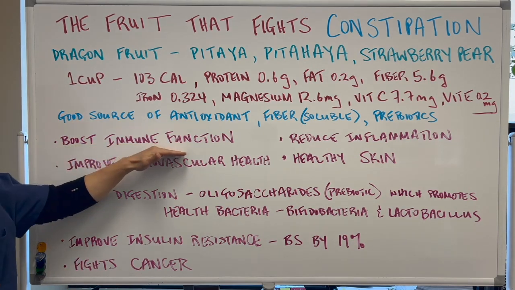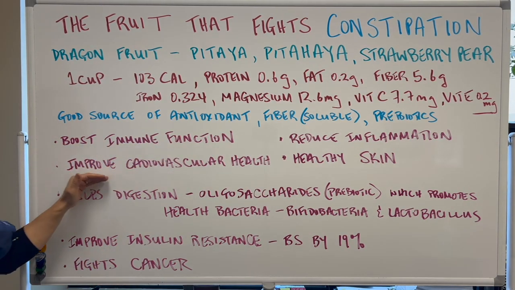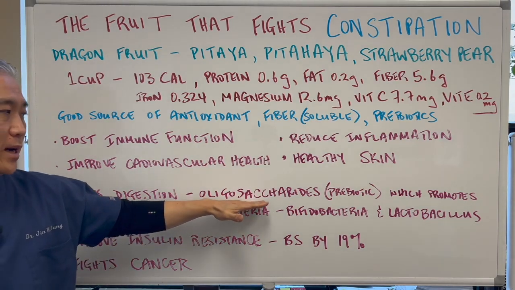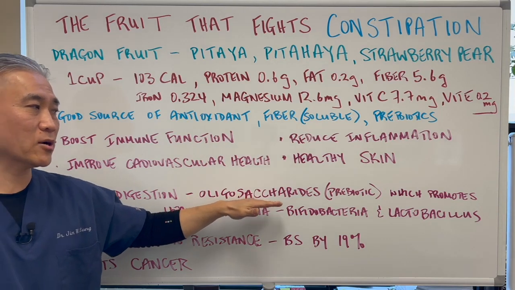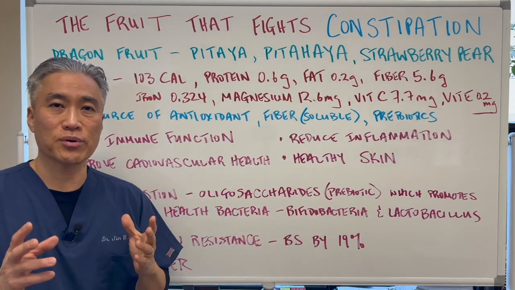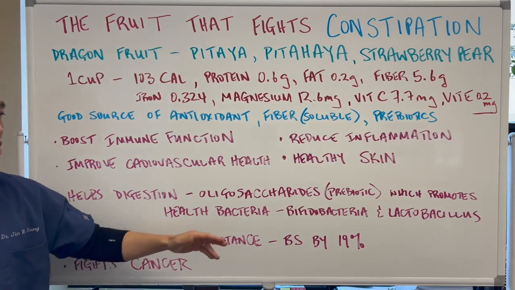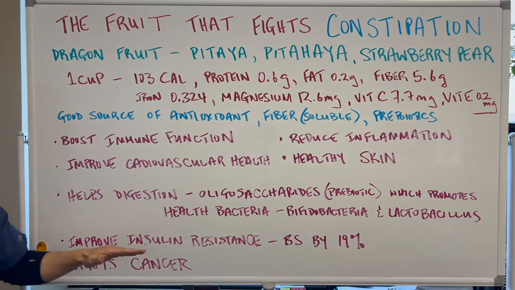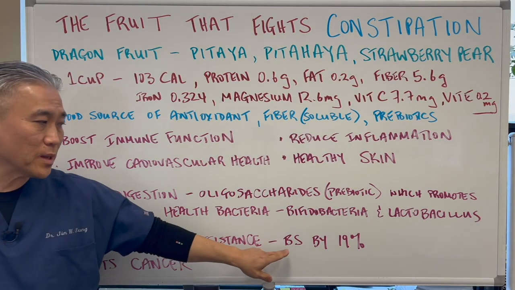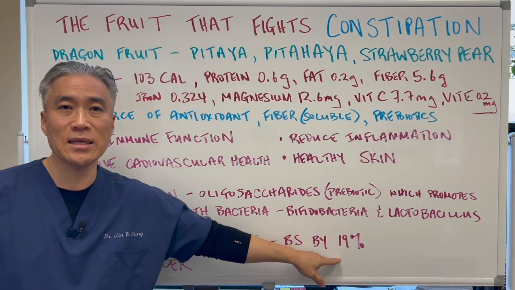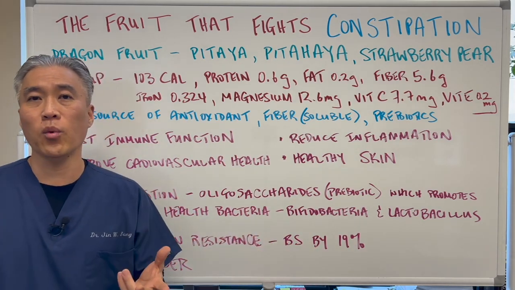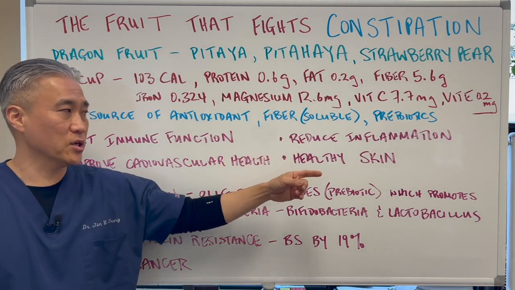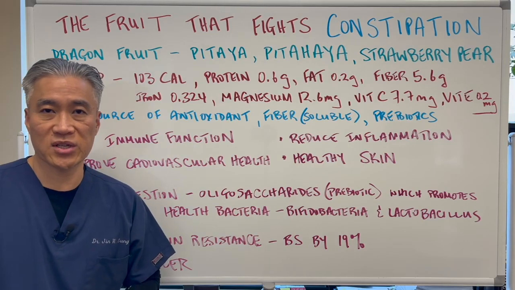But it helps boost the immune function, improves cardiovascular health, helps digestion by having what we call oligosaccharides, which is a prebiotic, which promotes healthy bacteria such as bifidobacteria and lactobacillus. Improves insulin resistance, blood sugar reduction by up to 19% in diabetics when they have 1 dragon fruit per day. Helps to fight cancer, reduces inflammation, and it's great for your skin.